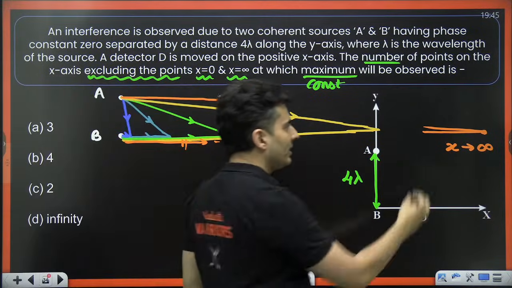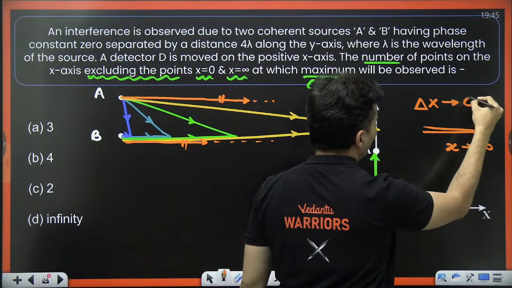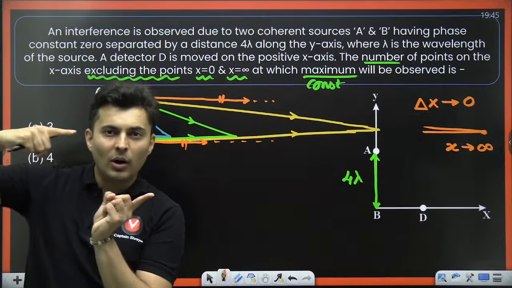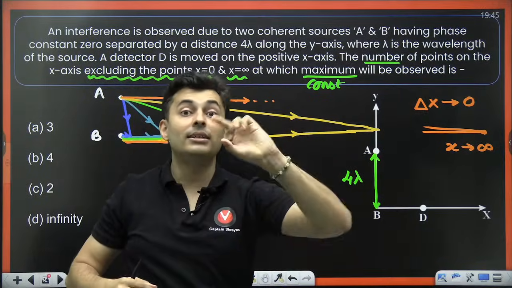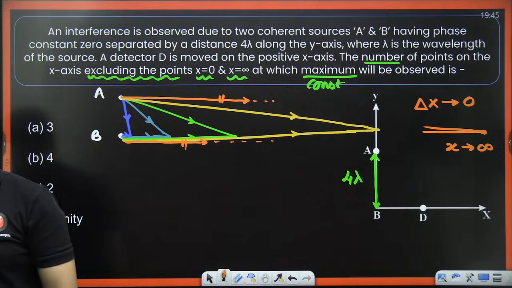So my dear students, won't the delta x almost tend towards 0? Won't they almost travel the same thing? Hence the difference will be almost 0. Very good, fun and educates.